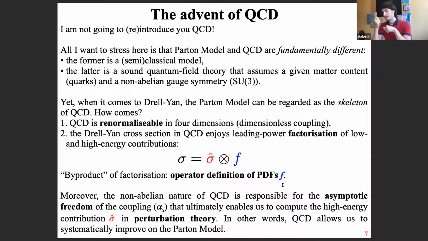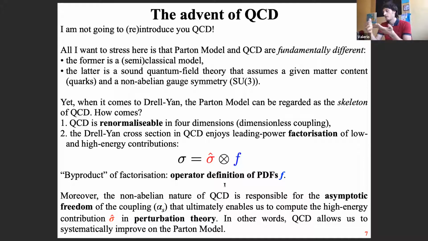The reason for that to happen is that QCD obeys two basic properties. The first is that QCD is renormalizable. We can discuss tonight why this is important. On top of that, when one looks at the cross-section for Drell-Yan, QCD also enjoys leading power factorization. This means that in computing a cross-section, we can split it into a term, which I have indicated here with sigma hat, that contains the high energy contribution to the cross-section, and a term that instead contains the low energy contribution. This term implies, as a byproduct, an operator definition of the PDFs, which is of course also very important to understand PDFs. Moreover, as I said before, QCD is a non-abelian theory, and this non-abelianity also entails that the coupling is asymptotically free, so it becomes smaller and smaller as the energy of the process increases.